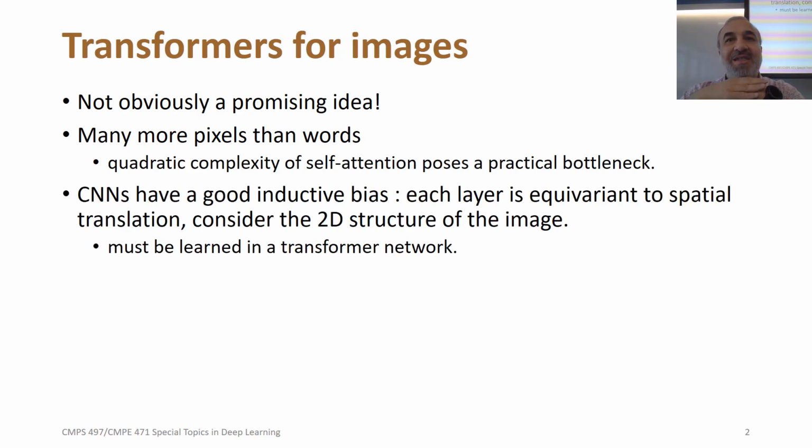Another thing is that CNNs have really good inductive bias. If you remember, the convolutional layers are equivariant to translation. If I made any translation to the image, then the output of the layers will also be translated. But that's not the case in transformers by definition or by structure. Transformers are not meant for the 2D structure of the image. They are not by default doing this spatial translation. So we have to learn that using the training data.